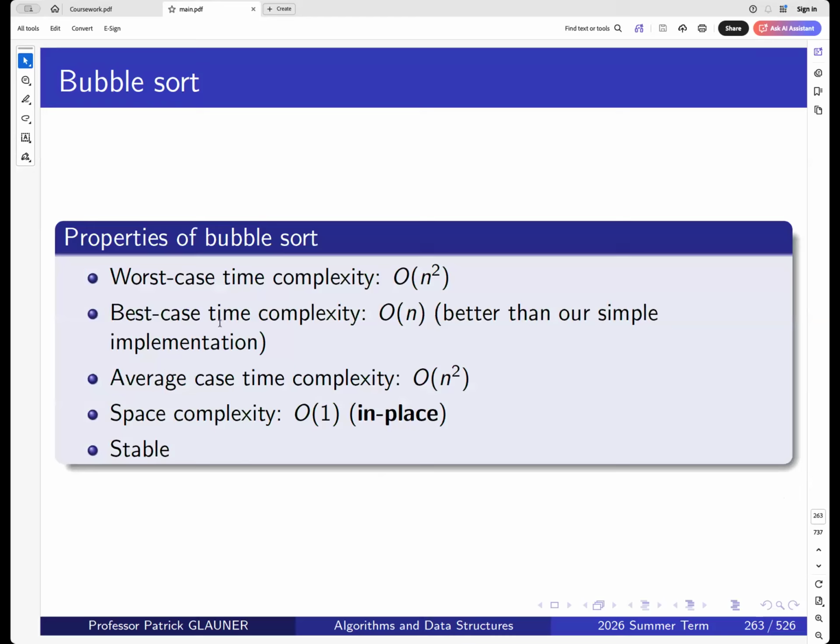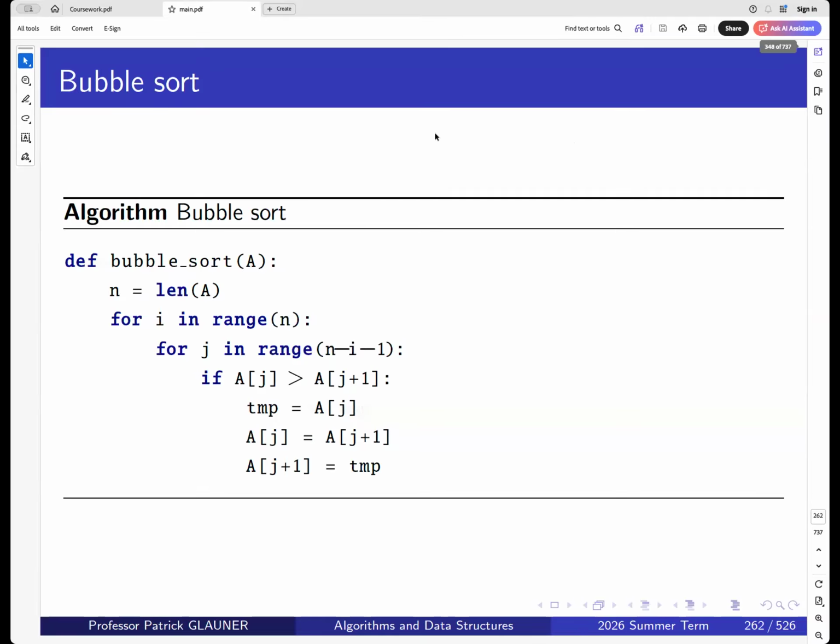So the complexity here is, in the worst case, O of n squared. The way we implemented this algorithm, it would even take O of n squared in the best case, because there's no criteria to abort anything. And in fact, this is something you can check in the coursework. You can implement this algorithm a little bit better, so that in the best case, it only takes O of n. The best case would be you have a data set that is sorted already.